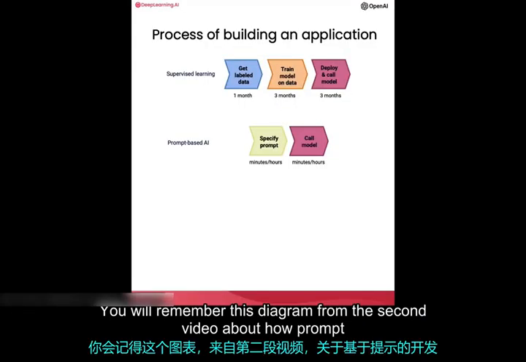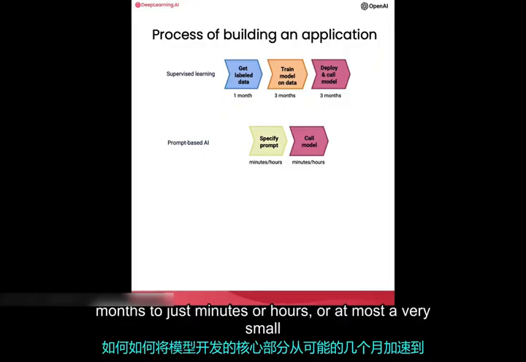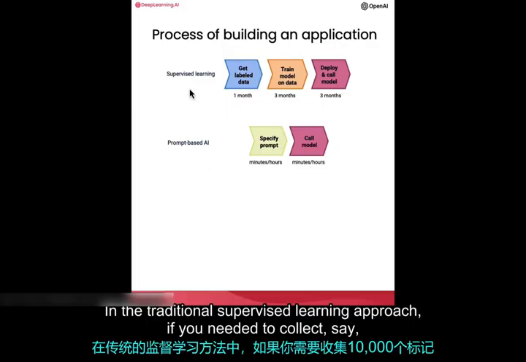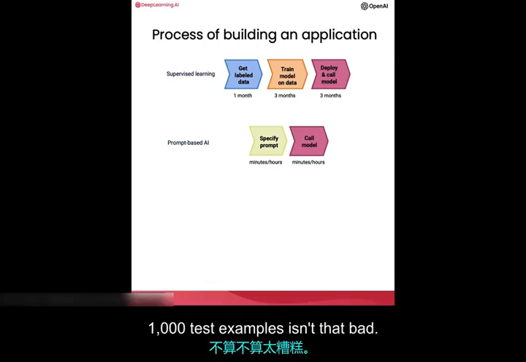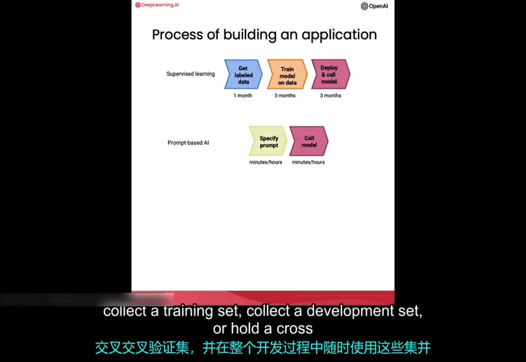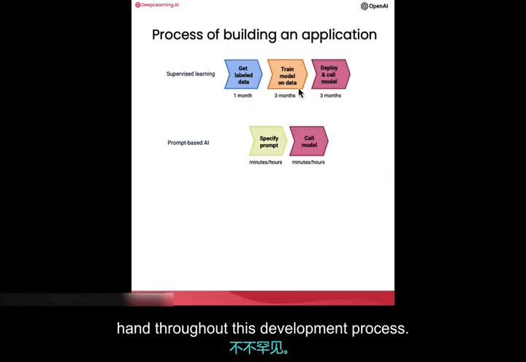You will remember this diagram from the second video about how prompt-based development speeds up the core parts of model development from maybe months to just minutes or hours, or at most a very small number of days. In the traditional supervised learning approach, if you needed to collect, say, 10,000 labeled examples anyway, then the incremental cost of collecting another 1,000 test examples isn't that bad. So in the traditional supervised learning setting, it was not unusual to collect a training set, collect a development set or a holdout cross-validation set and a test set, and then to have those at hand throughout this development process.